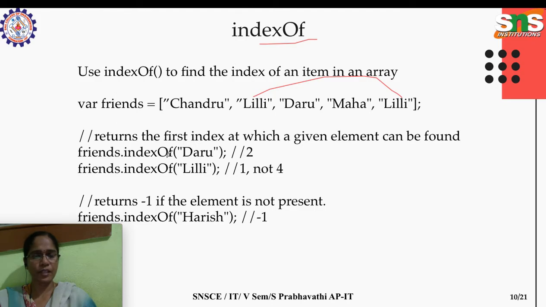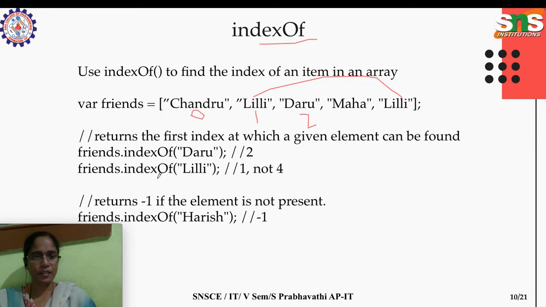And friends dot index of Daru. So you are passing the array item, not the index position. So what this will do, the array starts with index position 0, 1, 2, so its position is 2, that you will get back.